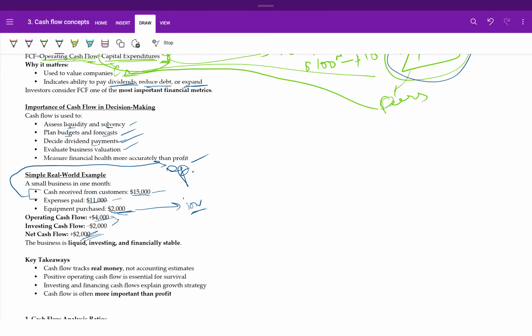The key takeaways from all the above topics are that cash flow tracks real money. Positive operating cash flow is essential, and investing and financing cash flows explain growth strategy. And cash flow is often more important than profit. So, I think this much is enough for today. We will discuss the other topics in detail in the next lecture.